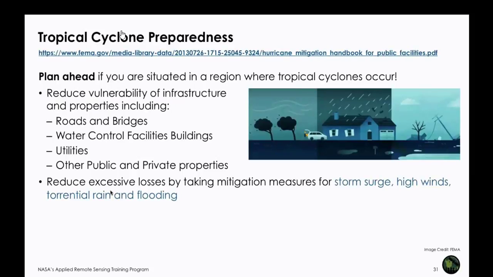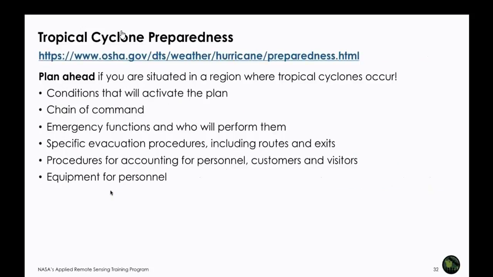And so the idea here is to reduce excessive losses just by taking mitigation before even the storms start occurring. So before the storm season starts, think of how to protect against storm surge, high winds or torrential rain and flooding. So these are the factors that one needs to worry about for preparedness.